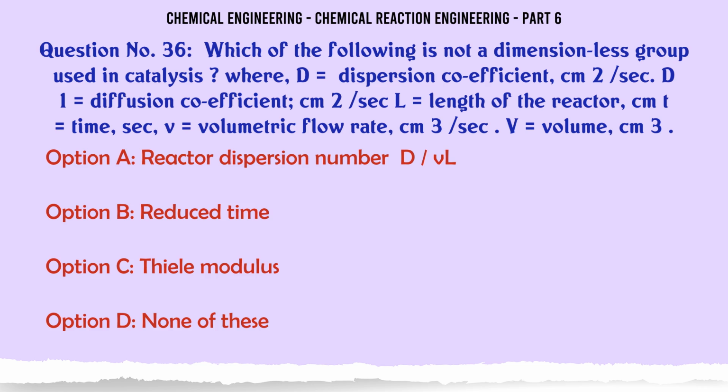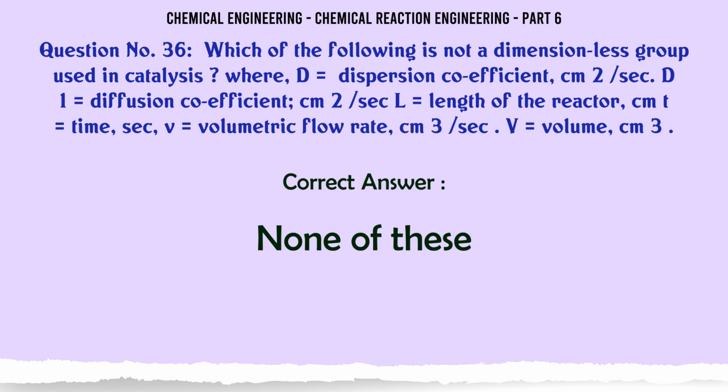Dispersion coefficient cm2/sec, D, diffusion coefficient cm2/sec, L, length of the reactor cm, t, time sec, V, volumetric flow rate cm3/sec, V, volume cm3. A. Reactor dispersion number D/uL. B. Reduced time. C. Thiele modulus. D. None of these. The correct answer is none of these.